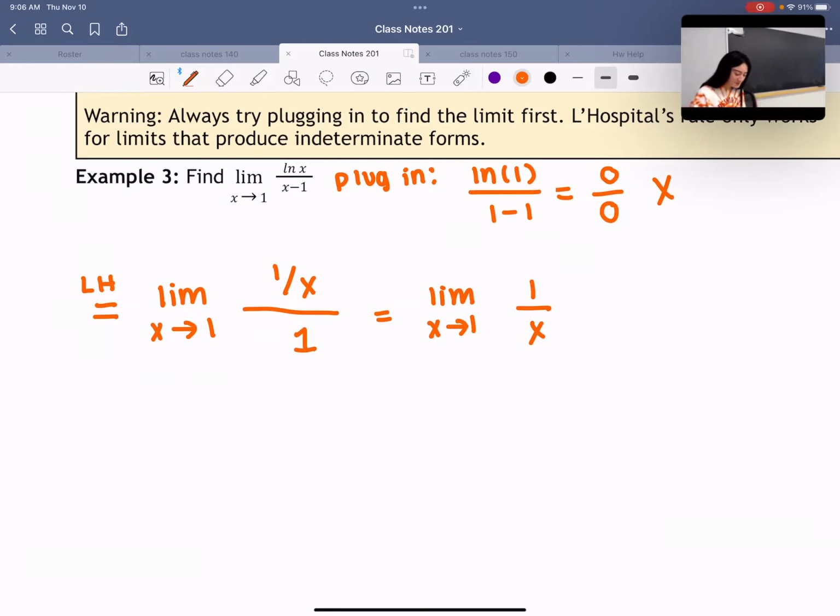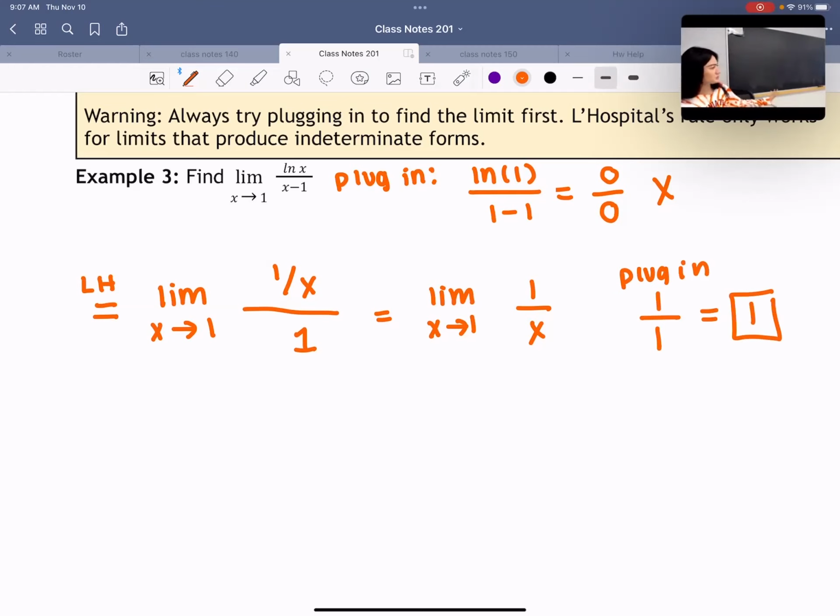Okay, once we're here, and we have the limit as x goes to 1 of 1 over x, we can just try plugging in again, right? So just try plugging in. We have 1 over 1, and that works, right? That's not an indeterminate form. We know what that number is. It's just 1, okay? So we just used L'Hopital's rule once, and we got the answer.